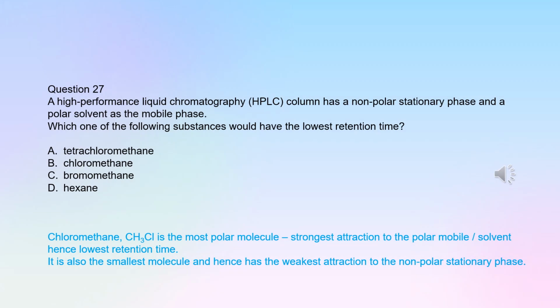The stationary phase is nonpolar, so the nonpolar molecules are attracted to the stationary phase more strongly than polar molecules. So, the lowest retention time should be the most polar molecule. Tetrachloromethane and hexane are nonpolar molecules, so A and D are eliminated. Chloromethane and bromomethane are polar molecules, but chloromethane is more polar than bromomethane because a chlorine atom has larger electronegativity than bromine. So, B is correct.